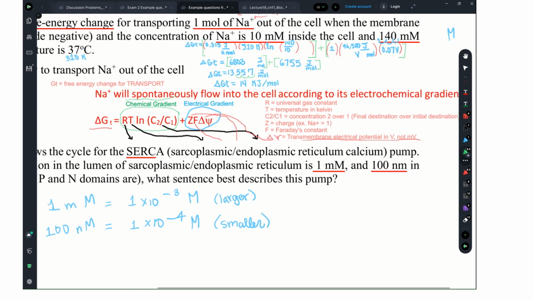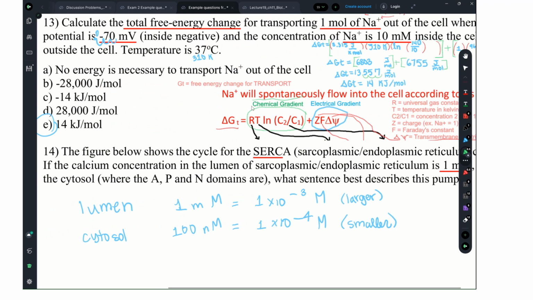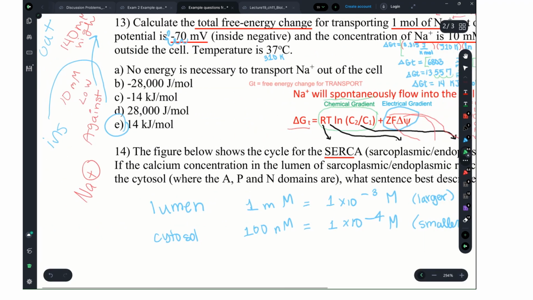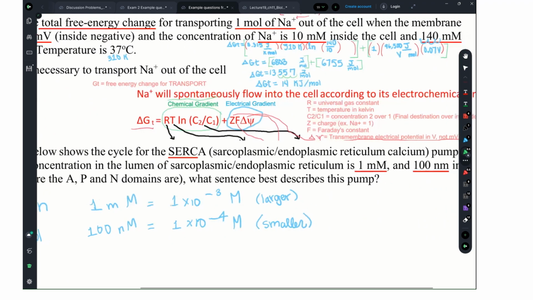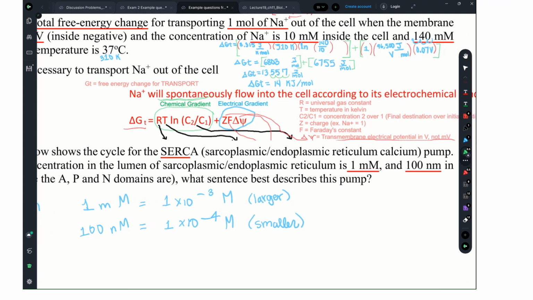So in our case, sodium is being transferred out of the cell. So this would be concentration 2, because that's the final destination for sodium. And this would be concentration 1, because that's the initial destination. Okay, so remember, if the molecule is not charged, we would only use this chemical gradient portion of the equation. But because sodium has a positive charge, we also have to incorporate the electrical gradient portion of the equation.